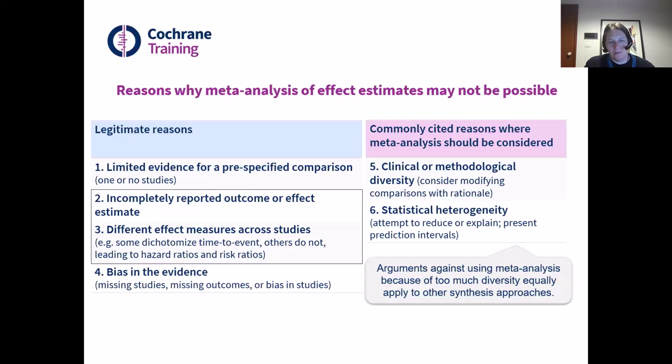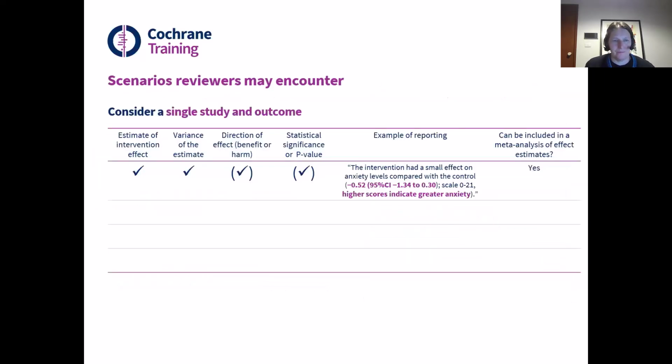So really what I'm going to talk about is that the synthesis methods are really to deal with incompletely reported outcomes or effect estimates and different effect measures across studies. The issues of bias in the evidence are the same when you're using other synthesis methods as meta-analysis. And of course, if you just don't have the evidence, then you can't do any type of synthesis. So we're going to go forth and really think about the synthesis methods that cover off points 2 and 3.